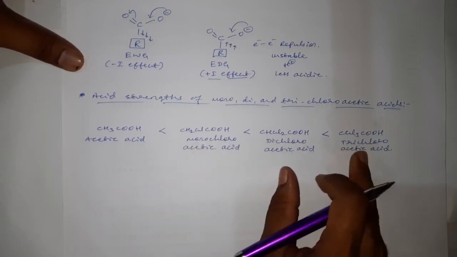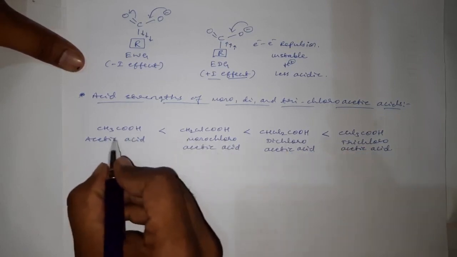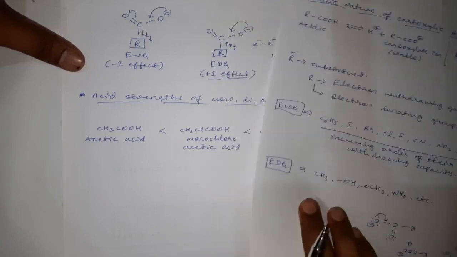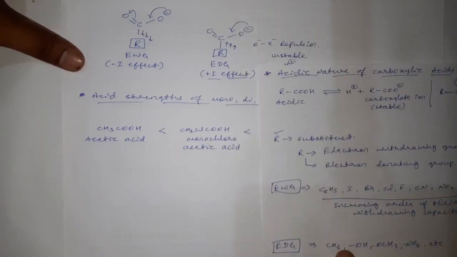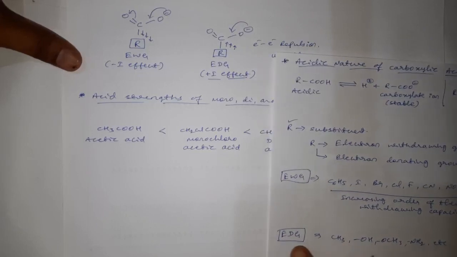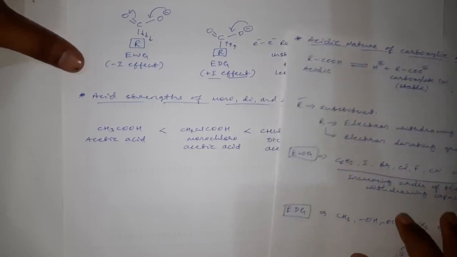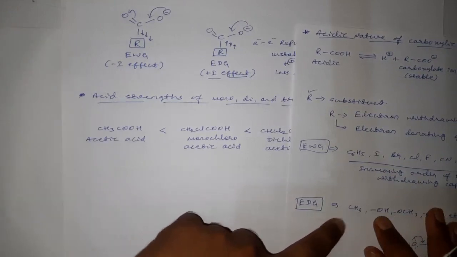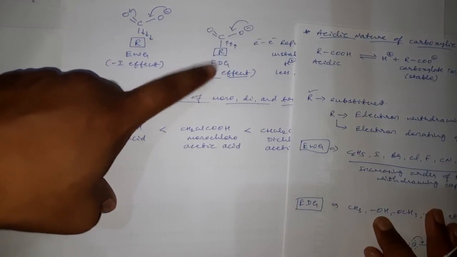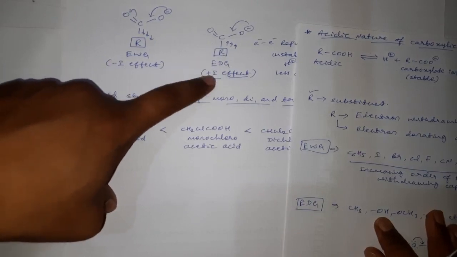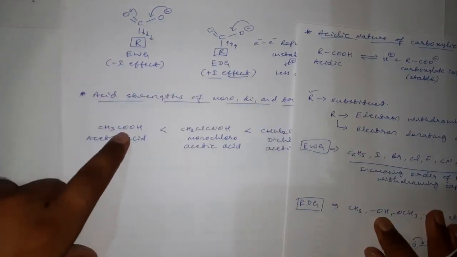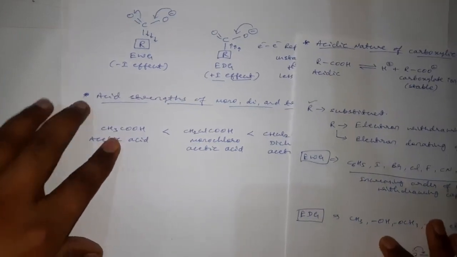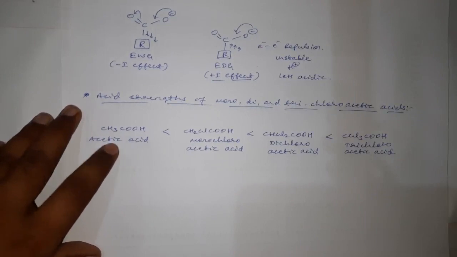Why is it like this? See here, in acetic acid, a methyl group is there. Then this methyl group is what? An electron donating group. Then what happens if an electron donating group is there? Then it will decrease the acidic nature by increasing the electron density around this carbon. Therefore it will act as the least acidic.